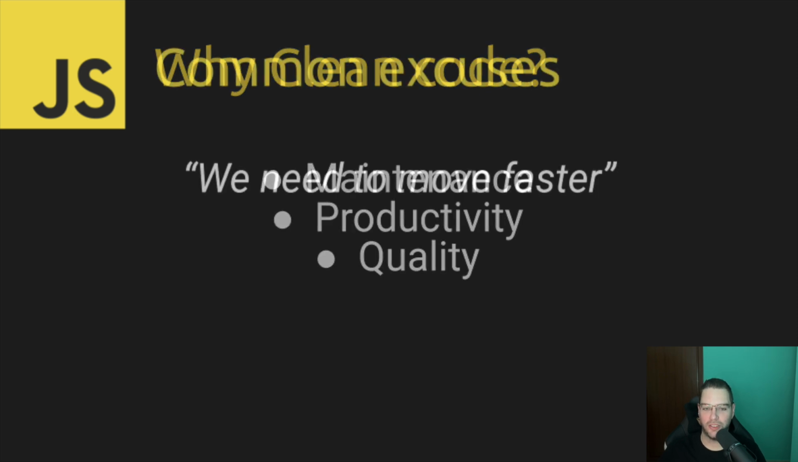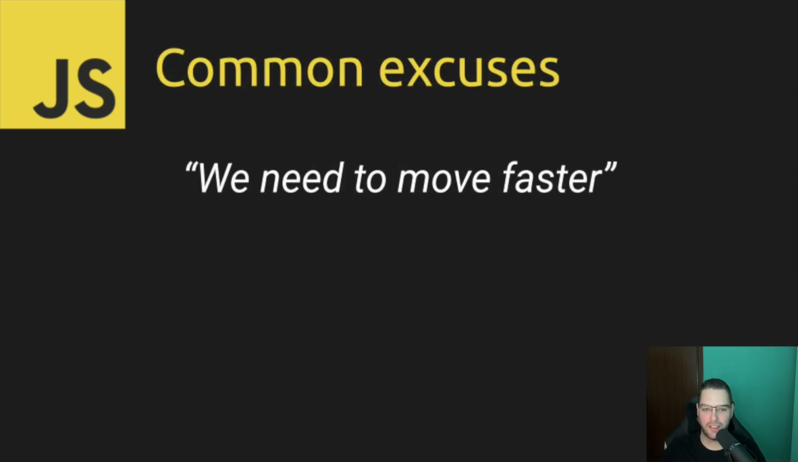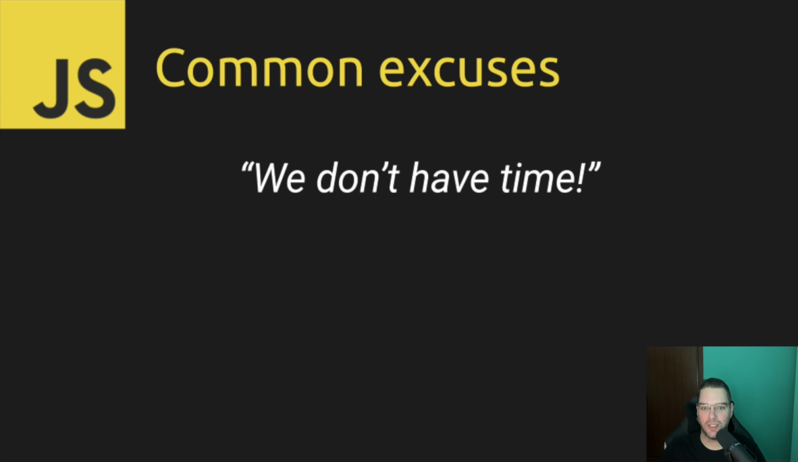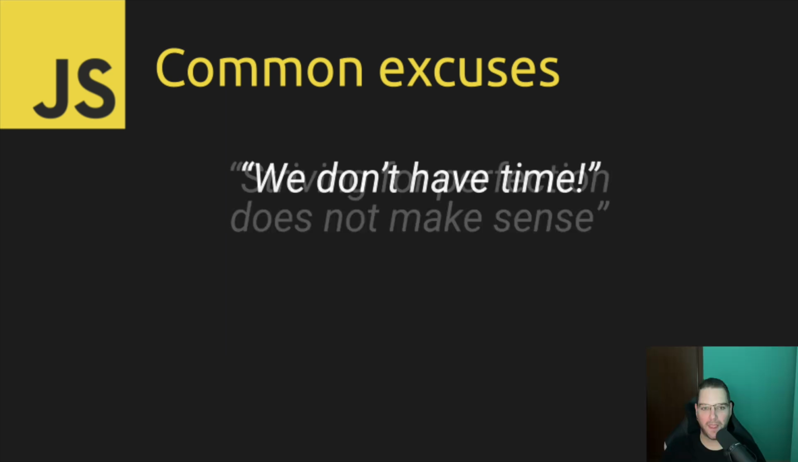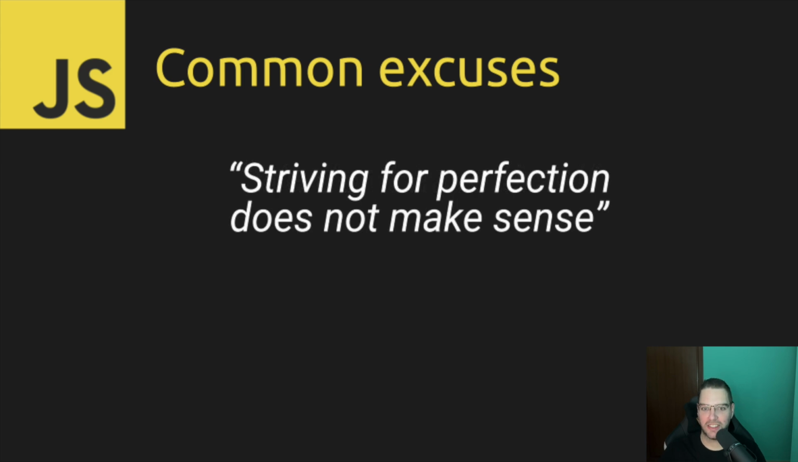I know some excuses. We need to move faster. If you write code in any way and it isn't clean code, you will be slow after some time. We don't have time. Sometimes it's true, but usually we are always in a hurry, pushing for delivery. I think quality is over quantity or speed. Striving for perfection doesn't make sense. It's true, but we need to keep pushing for improvement and do things in the best way we can.